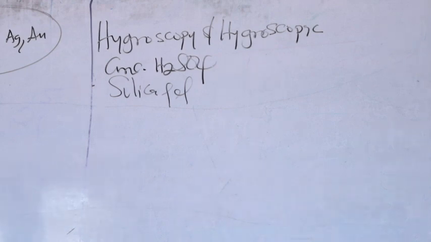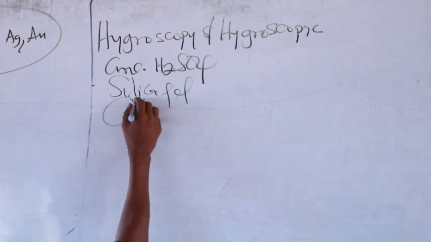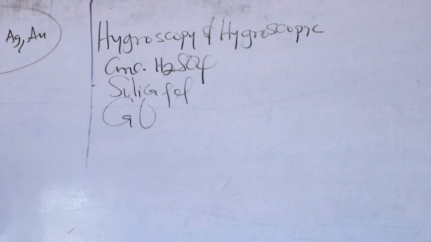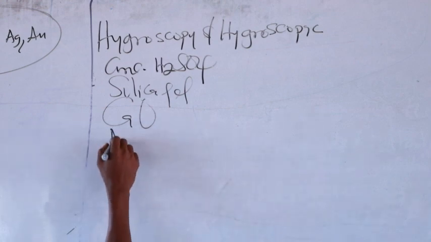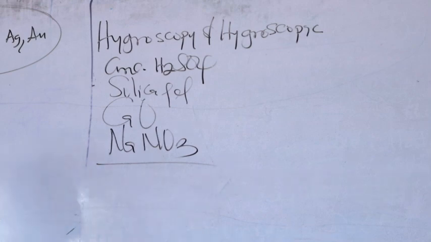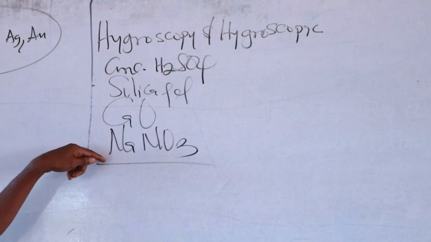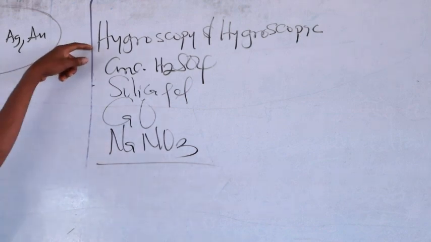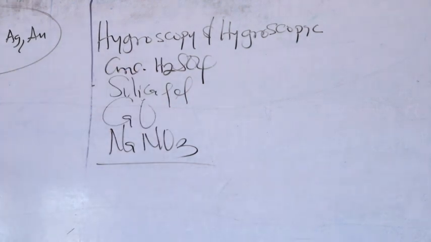Potash. Calcium oxide. Yes. Calcium oxide. Yes. We have sodium trioxonitrate(V). Because of all what you have listed, it's only one here that is a salt. But the others, they are always what? They are hygroscopic. The point I'm leaving the emphasis here is this.